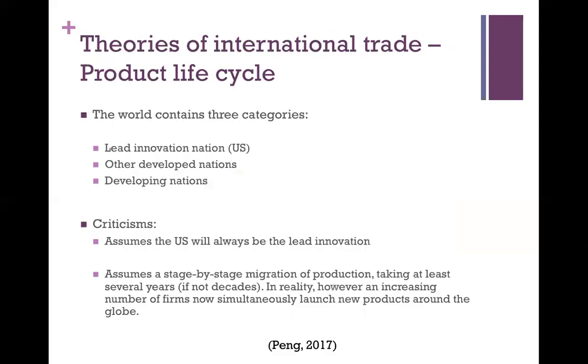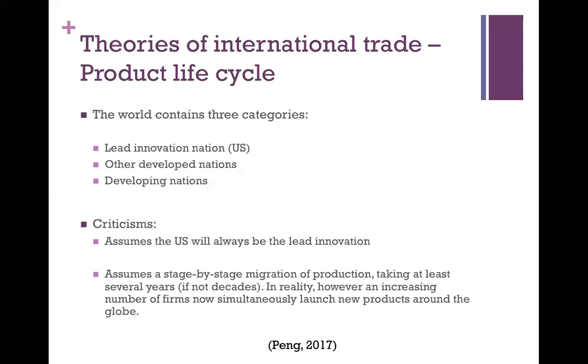The first theories are labeled as the classical theories, which were produced ages ago. The next ones are the modern theories, where we look at the product life cycle theory, for instance. Based on the product life cycle theory, they split the world into three categories. Lead innovation, which is basically the US, so pretty much US orientated. They view the US as the source of innovation. They start with innovation, spread it, and then the other developed nations, including Europe, will follow suit. After that, it comes to the developing nations.